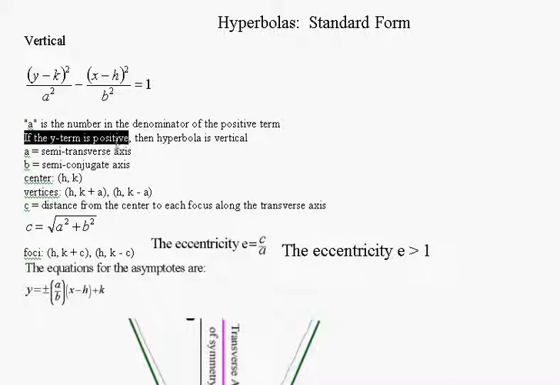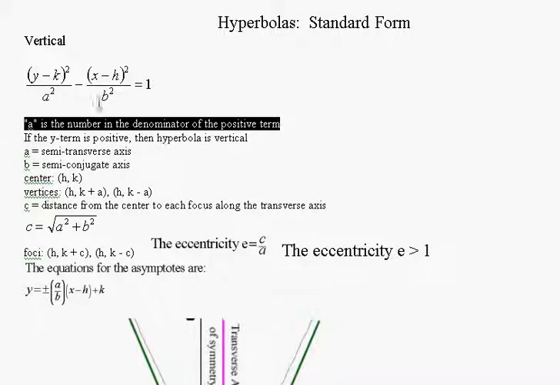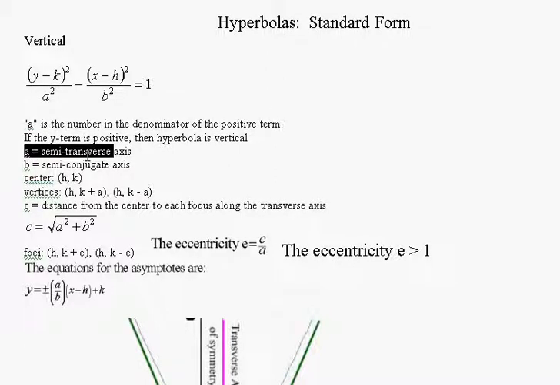All right, so if that y fraction is not being subtracted, the hyperbola is vertical. A is going to be the square root of the denominator from that term, and that's going to give us the distance from the center to each of the two vertices. There's only two vertices, and that's also halfway across the transverse axis of symmetry. It's called transverse axis of symmetry because trans means across. It goes across the two vertices.